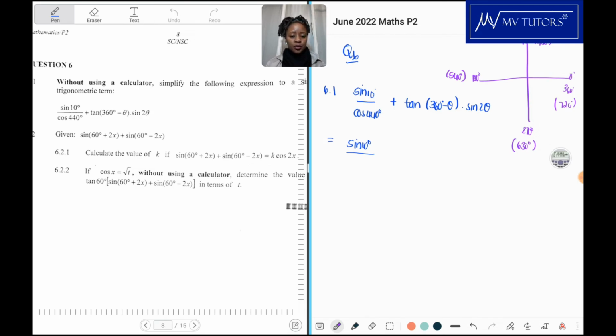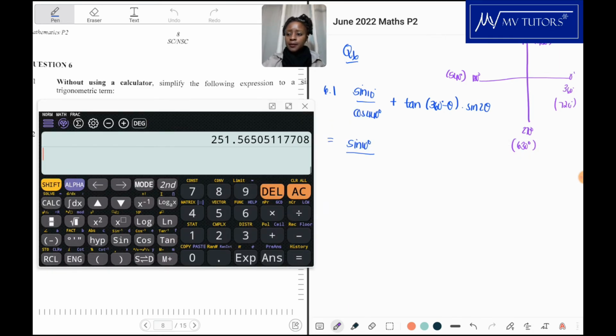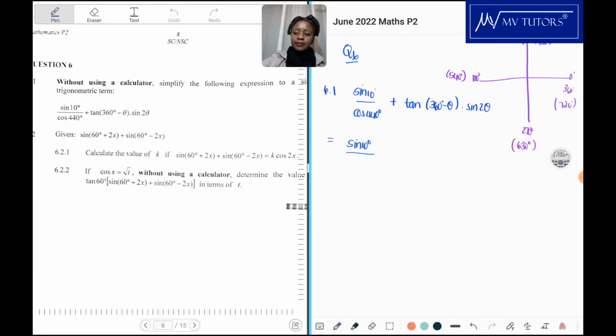And so what do you do to figure out what the angle is? You're basically just going to take 440 and subtract 360 so that you can determine what the angle is, and that is 80. So cos 440 is basically the same as saying cos 80 degrees. And then we have tan 360 minus theta. That's basically in the fourth quadrant, and we know that tan is negative in that quadrant. And then we have sine 2 theta.